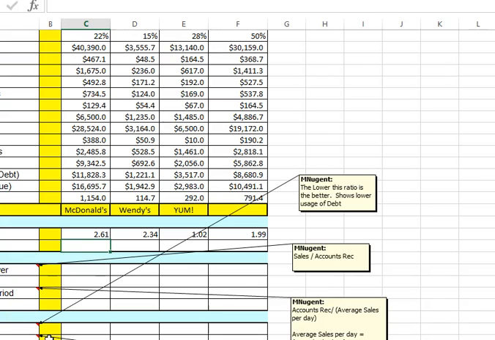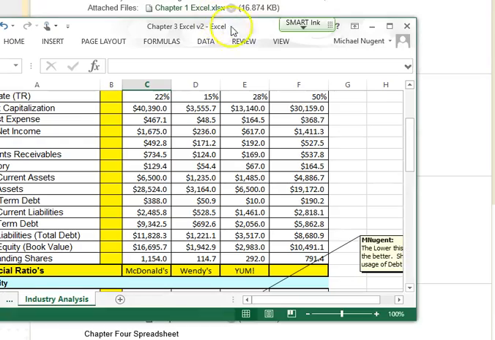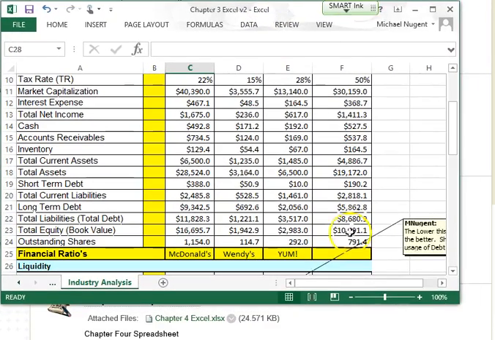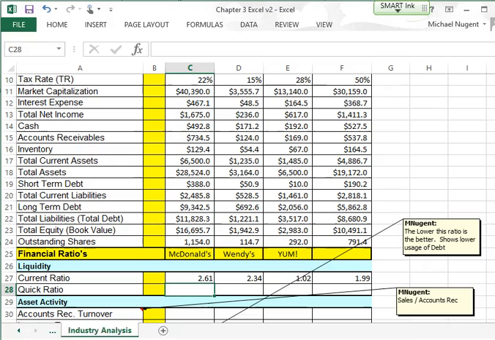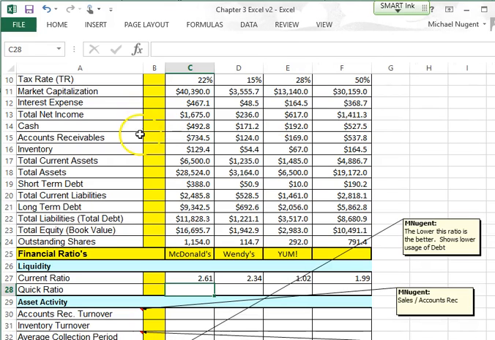What we're doing is an industry analysis on these companies. Let me resize this so folks at home can see what I'm doing. This industry analysis is something an analyst would do to figure out which of these companies they should buy. And by the way, Yum is the consortium of Taco Bell, Pizza Hut, KFC, A&W, and Long John Silver's.